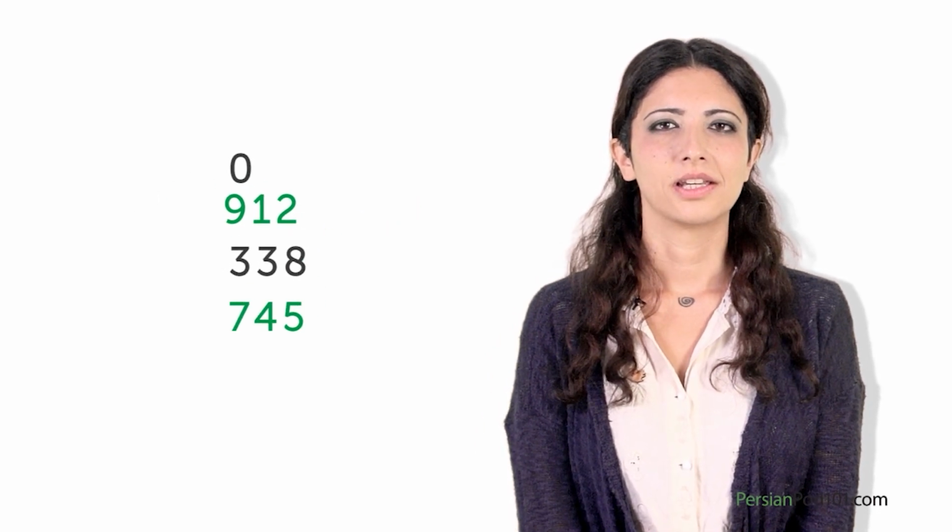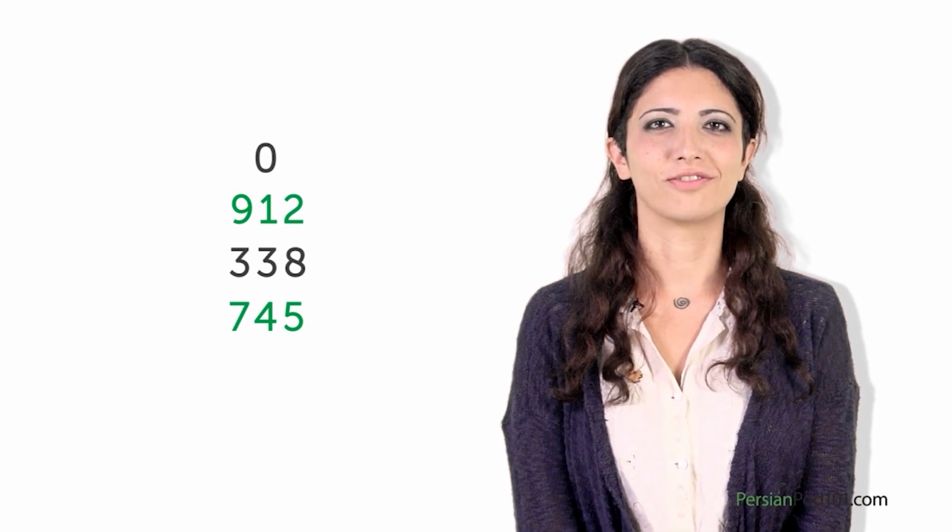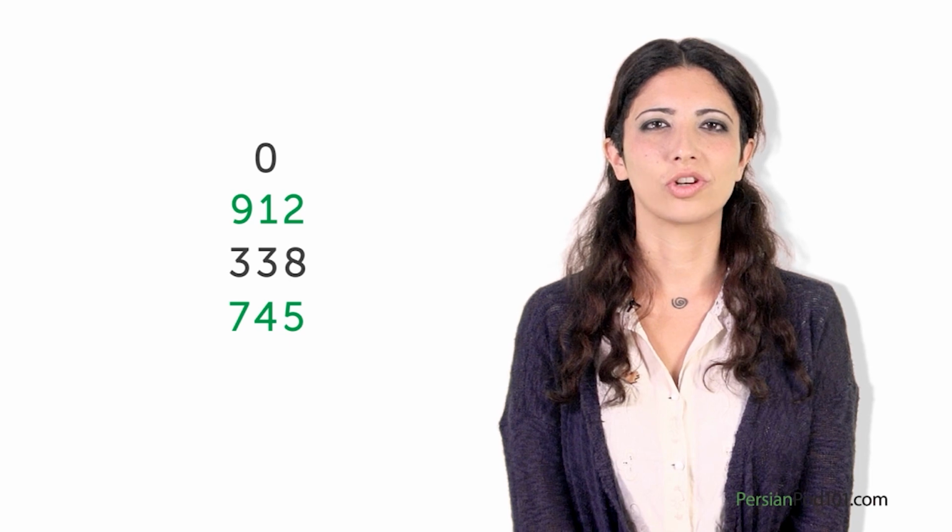Perfect. Now it's time for Anita's advice. You can give your phone number like this, but be careful because it's more common to group the numbers in Persian. For example, this phone number would probably be read as 0-912 338 745. This makes them shorter to say and easier to remember.